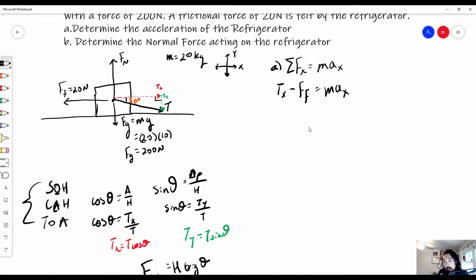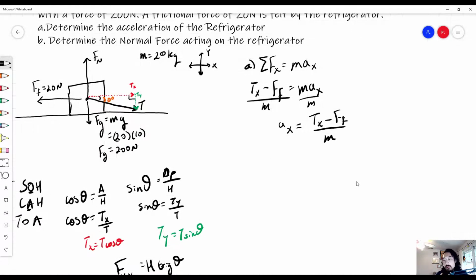So a is asking for the acceleration of the refrigerator. So all we have to do is solve this in variable form, and we're going to divide both sides by the mass. So we get a_x is equal to t_x minus f_f divided by the mass. Okay, and at this point, let's clarify a little bit more. So we know that a_x is equal to t_x, which, if we look down here, is t cosine theta. We don't know what that is just yet, so we have something like this.